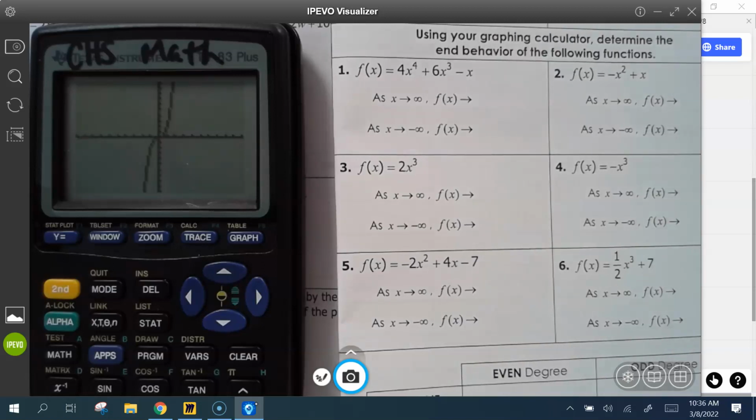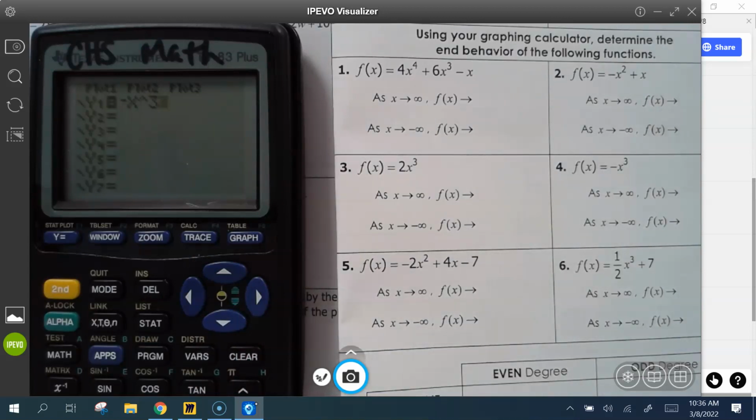How about number 4? I'm going to let you do 5 and 6 on your own, but there's a reason I want to get through 1 through 4. Negative x to the third. Now, before you graph it, what do you think the difference is? Well, never mind. What's the difference in the parent graph and this one?